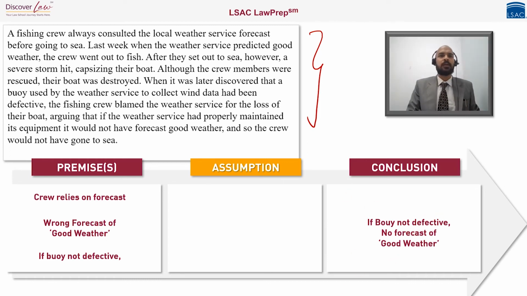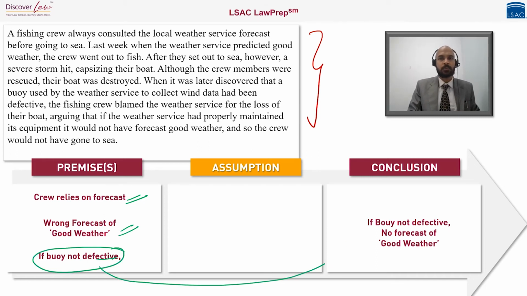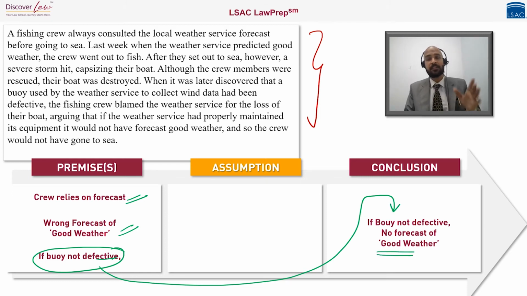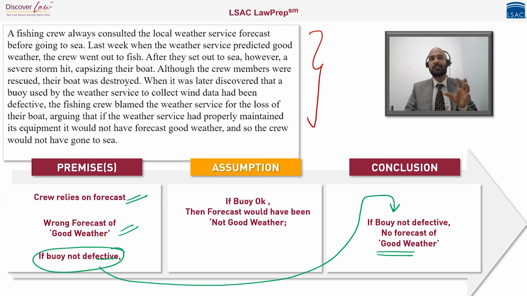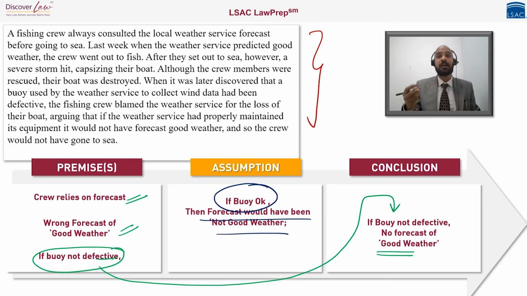Now, these people rely on the report. The report was wrong. And now they are saying, hey, if your equipment had not been defective, you would have said that there is bad weather. If you can see here, this is even their assumption. They're saying that if the buoy had been okay, there would have been no forecast of good weather. If the buoy were okay, they would have said that the weather is bad.